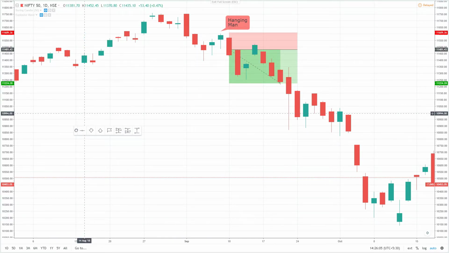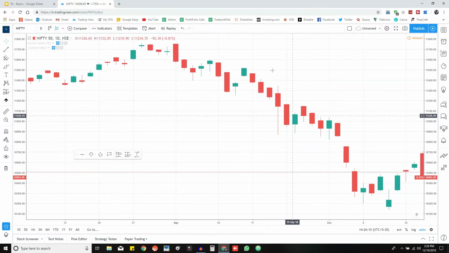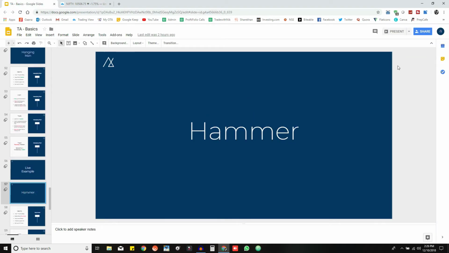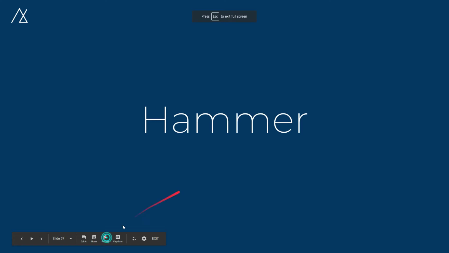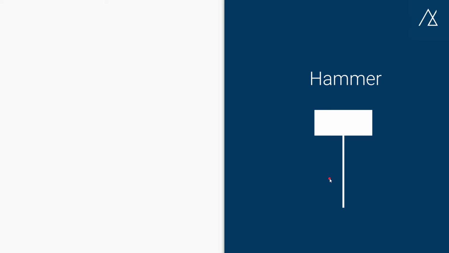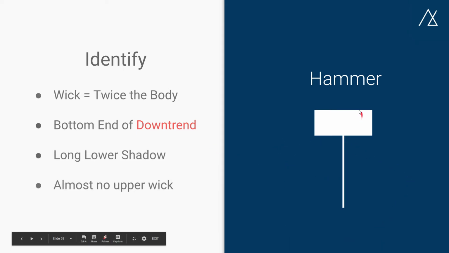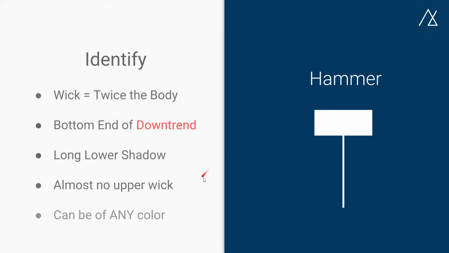Right. Let me just get you back to the hanging man. And okay, so let's understand the hammer. That is another part of this paper umbrellas. Right now, as you can see here, it is absolutely similar to the hanging man. The only difference is that again the wick is twice the body, and it is observed at the bottom end of a downtrend, and there is a long lower shadow and almost no upper wick, as I mentioned in the previous one, and it can be of any color, that is green or red candle.